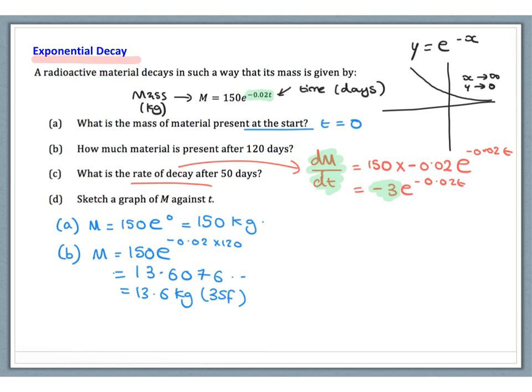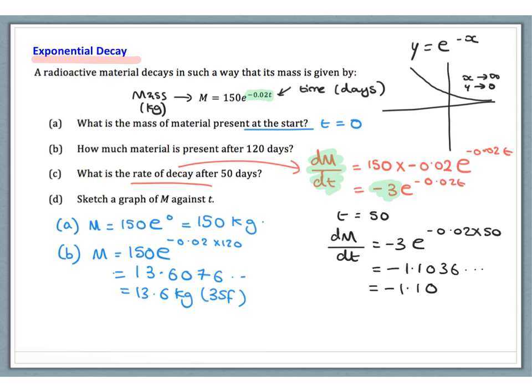Now, what is the rate of decay after 50 days? If t is equal to 50 and we substitute that in, dm by dt is going to equal negative 3e to the negative 0.02 multiplied by 50, which equals negative 1.1036, etc. So negative 1.10 to 3 significant figures. And of course, we need to include a unit with this, which is kilograms per second, or kilograms seconds to the -1.